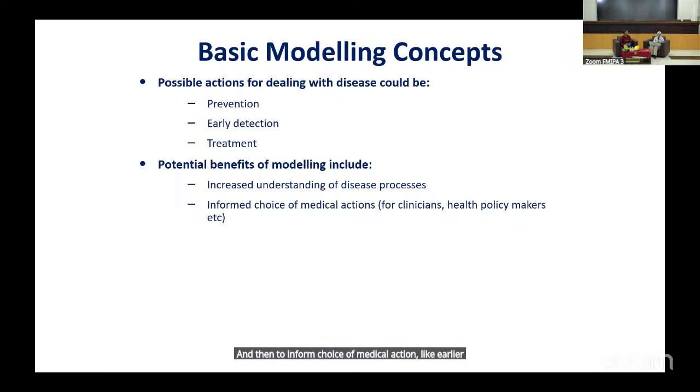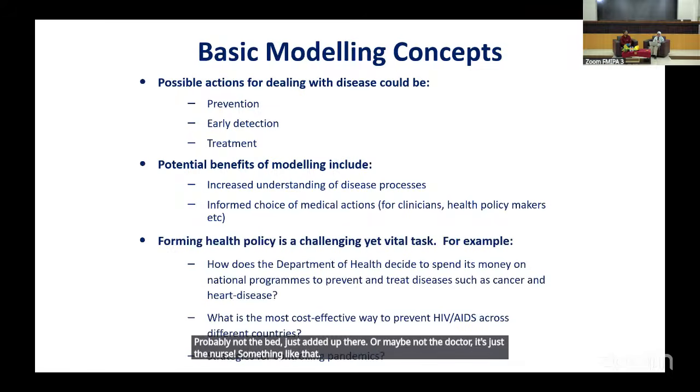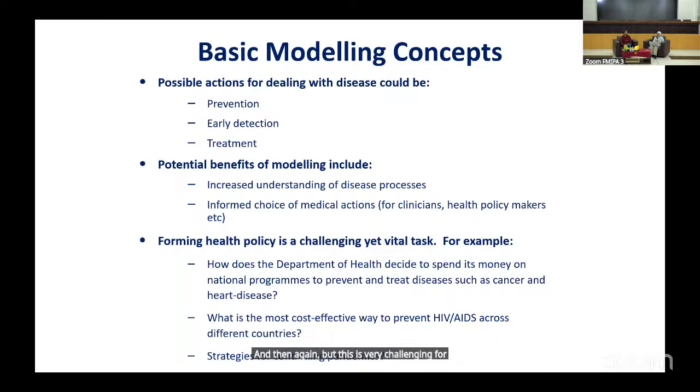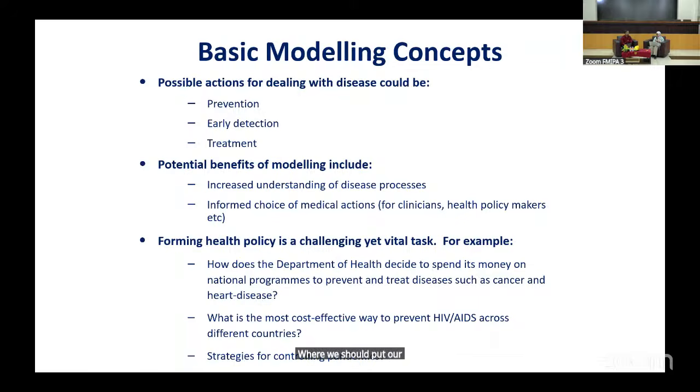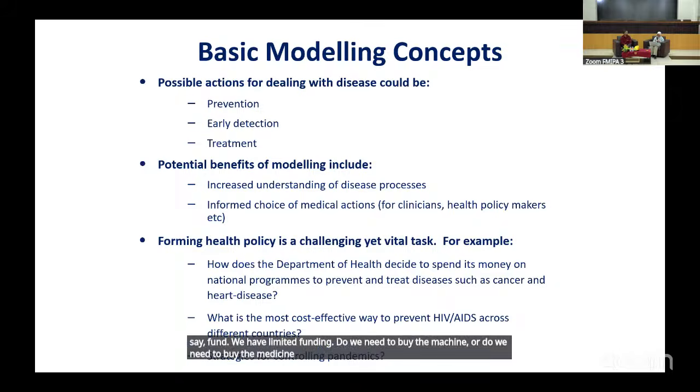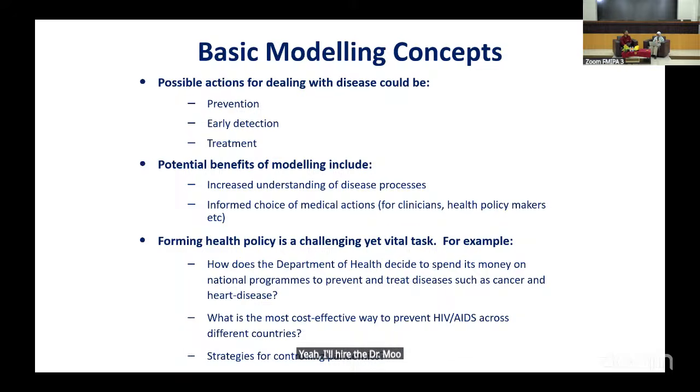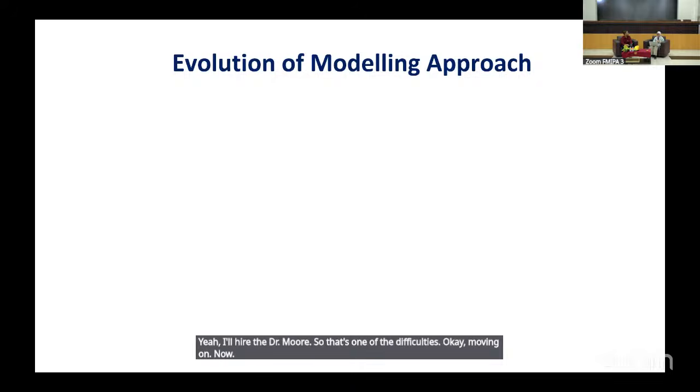Like earlier, how many beds do we need to add? Probably not the bed, just add the doctor. Or maybe not the doctor, it's just the nurse. Something like that. And again, this is very challenging for public health decision makers: determining the best policy relating to where we should put our funding. We have limited funding. Do we need to buy the machine or do we need to buy the medicine, or hire more doctors? So that's one of the difficulties. Okay, moving on. Now we're going to the evolution of modeling approaches.